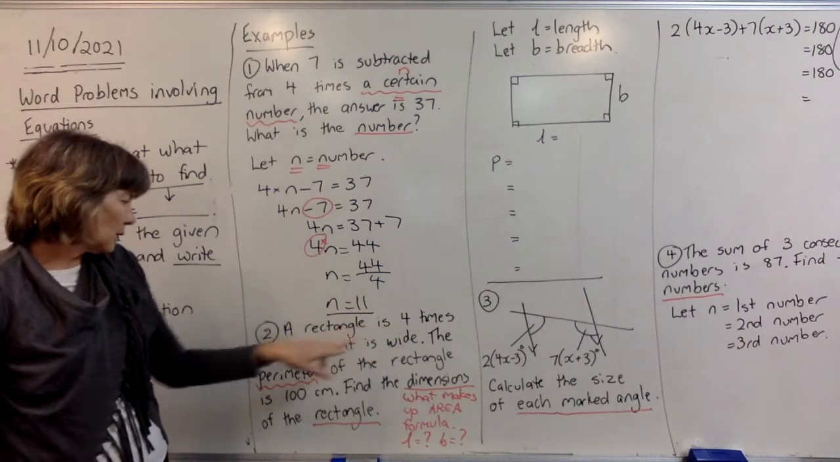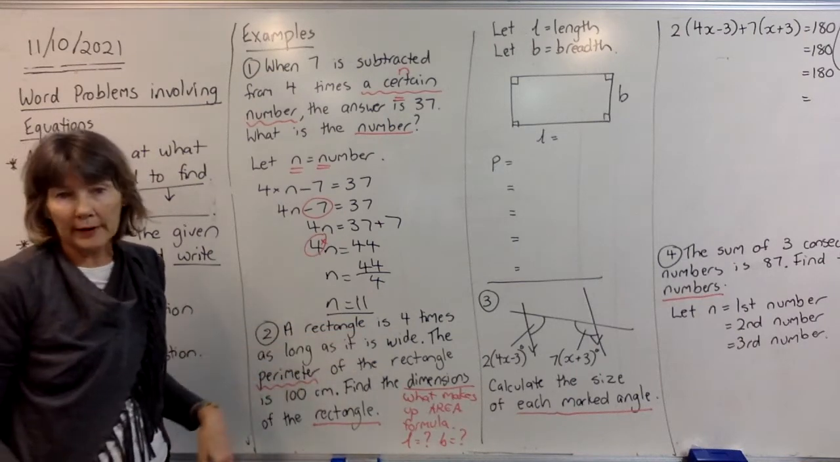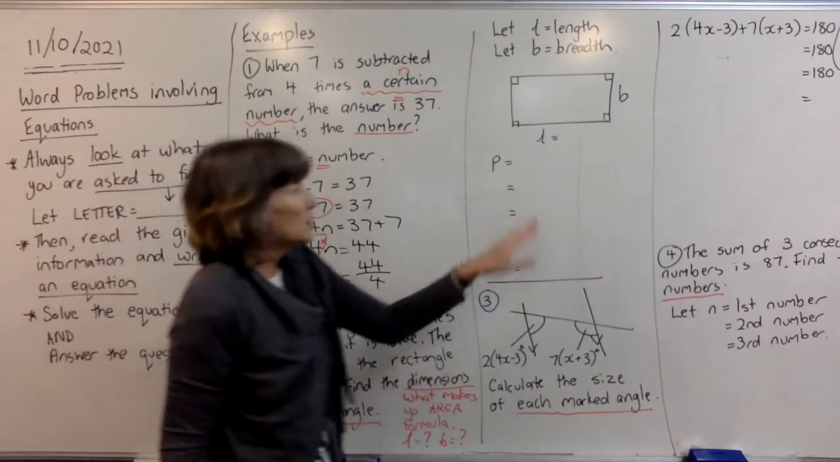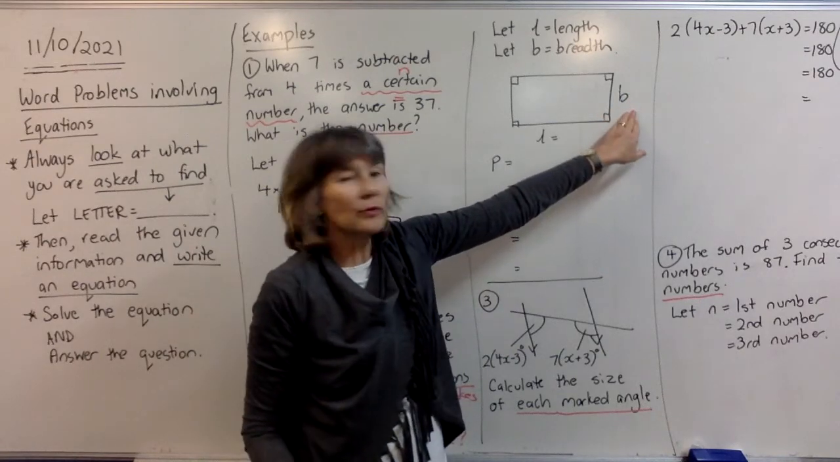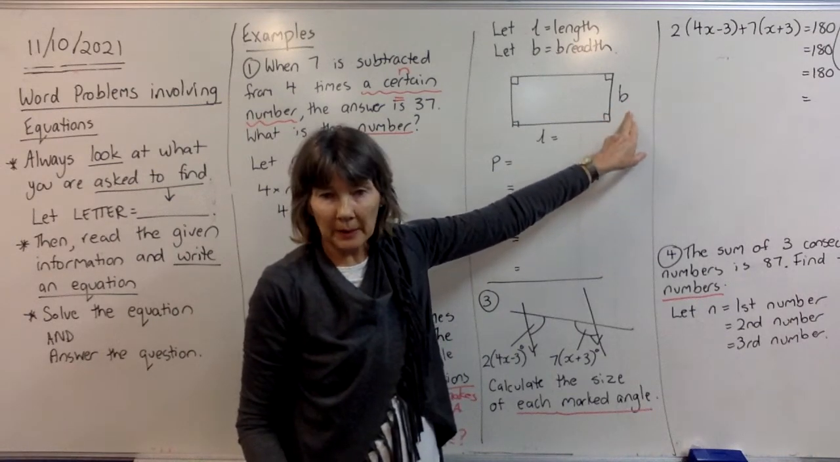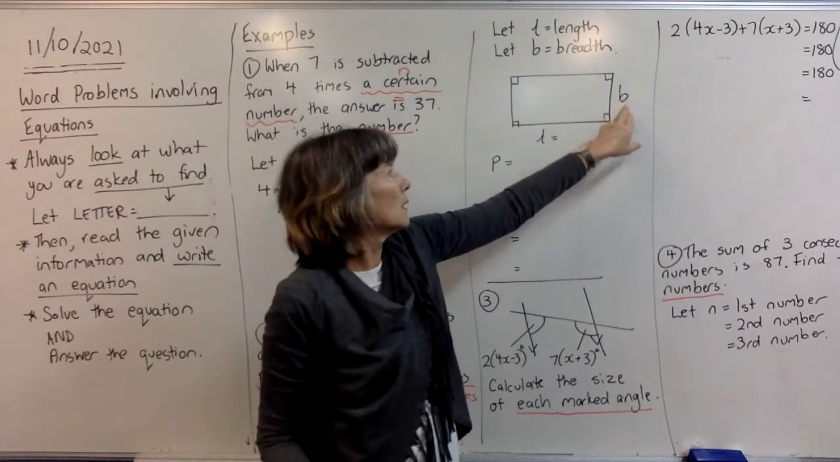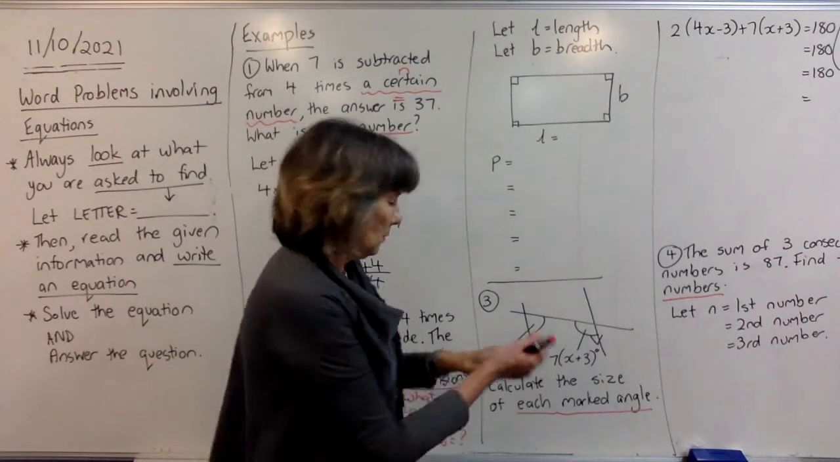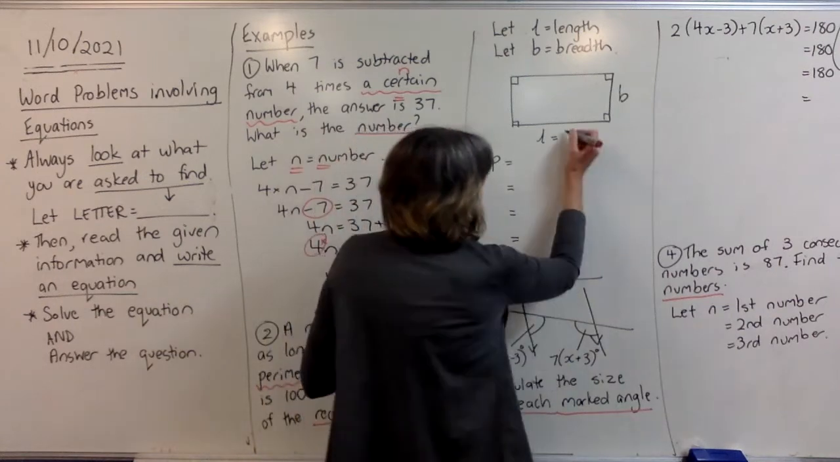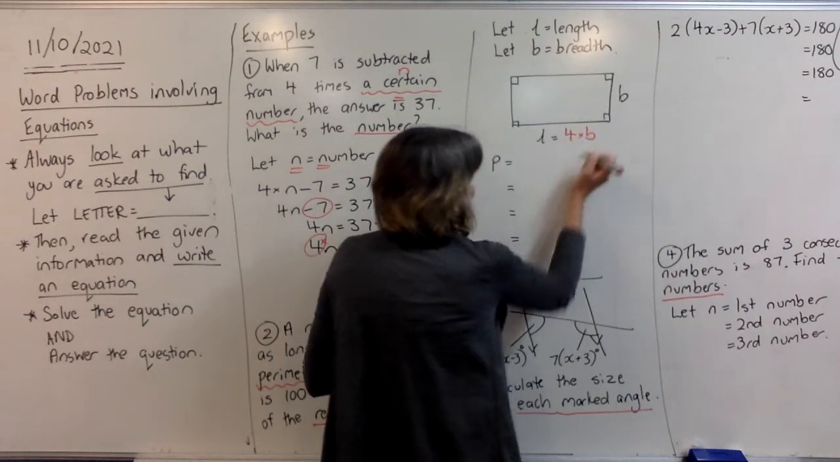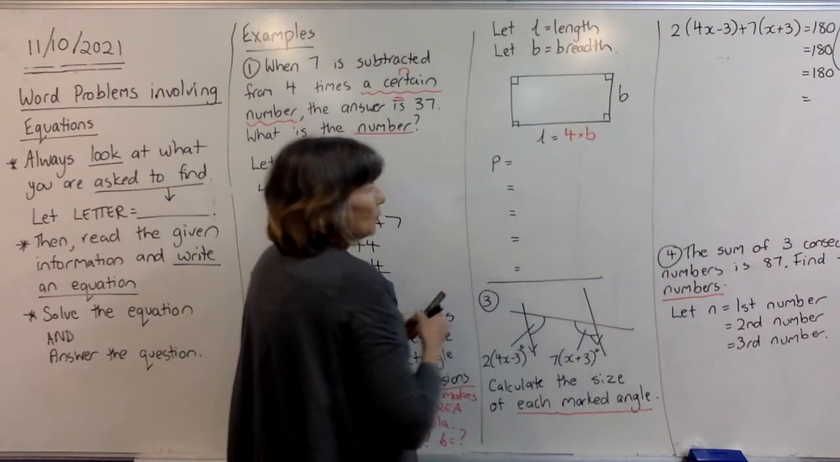A rectangle is 4 times as long as it is wide. All right, so that means that we've got a width or a breadth. Let's write it as B. Now the length is 4 times B. Okay, so we can write that down now as 4 times B, or 4B.